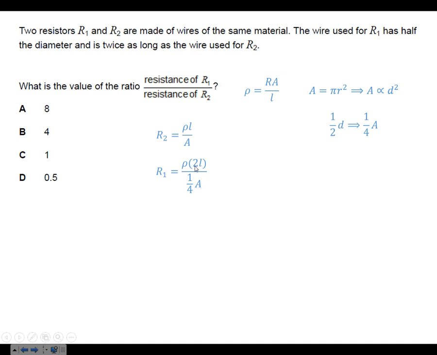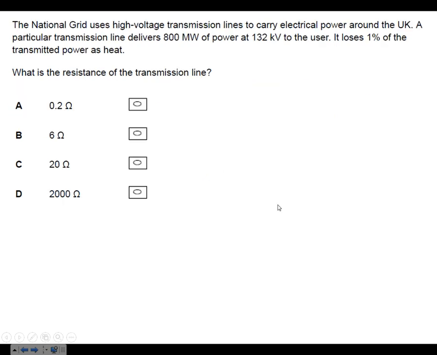We're going to multiply out these numbers, so 2 divided by a quarter gives us 8. So R1 is going to be 8 times rho L over A. But notice rho L over A is R2, so that gives us 8 times R2, which is answer A. Question 2.